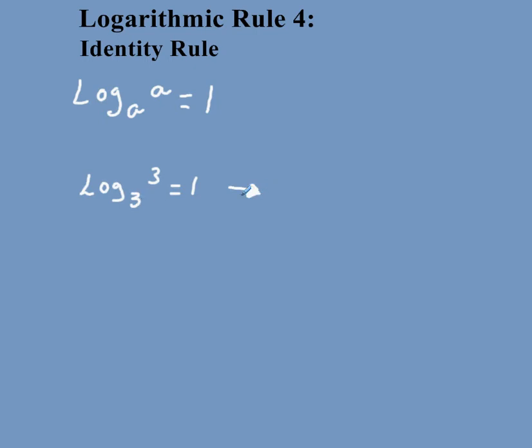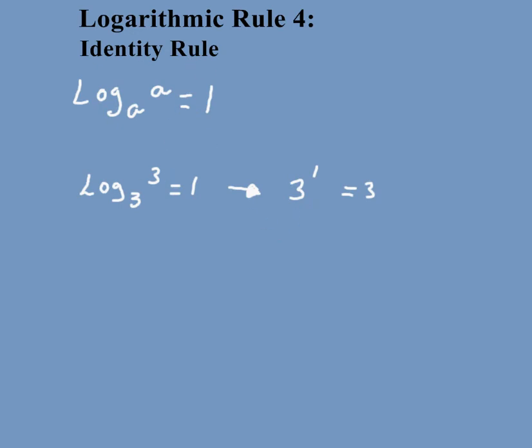This here is your base, 3. This here is what it's equal to. And your exponent is that right there. Well, here it makes logical sense: 3 raised to the 1 power is equal to 3. So that's where the identity rule comes from.